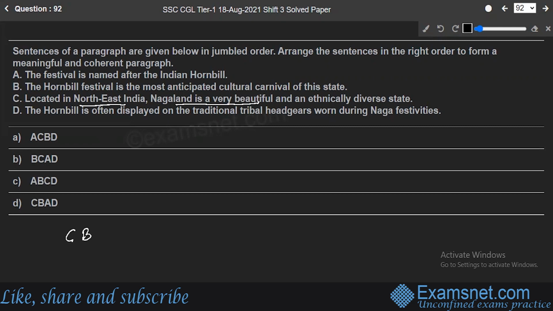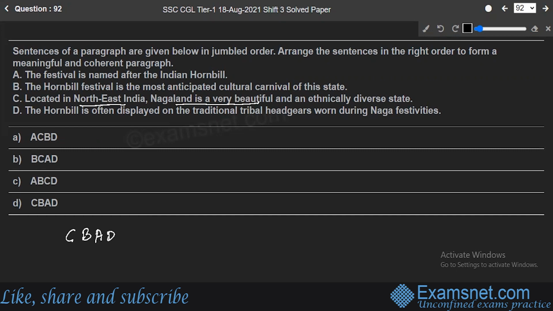B says the Hornbill Festival is the most anticipated cultural carnival of this state. So this is talking about the most anticipated cultural festival of Nagaland. So B will come there, and then will be A. The festival is named after the Indian Hornbill, because it's giving information about how the festival actually got its name.